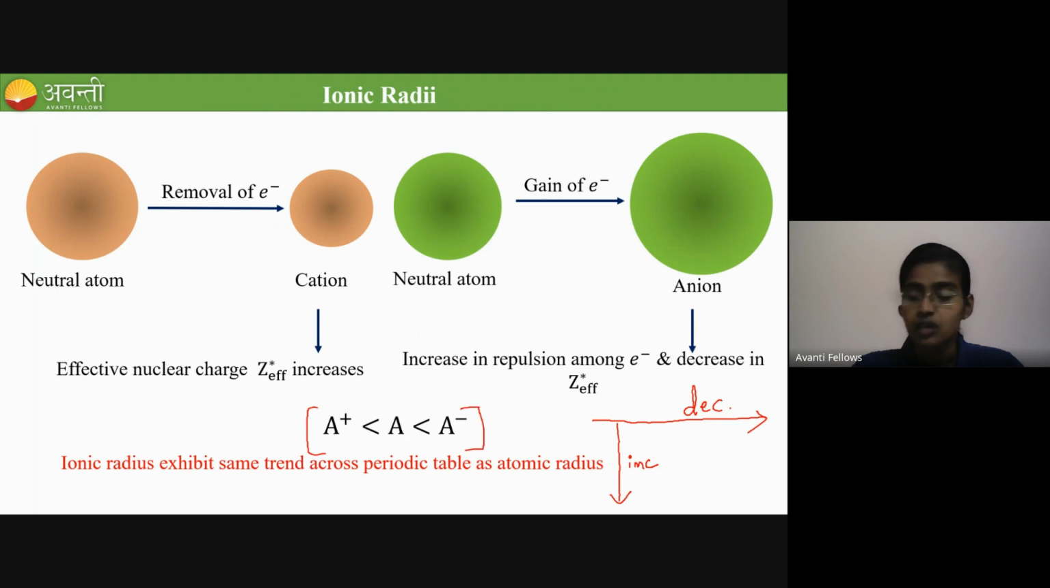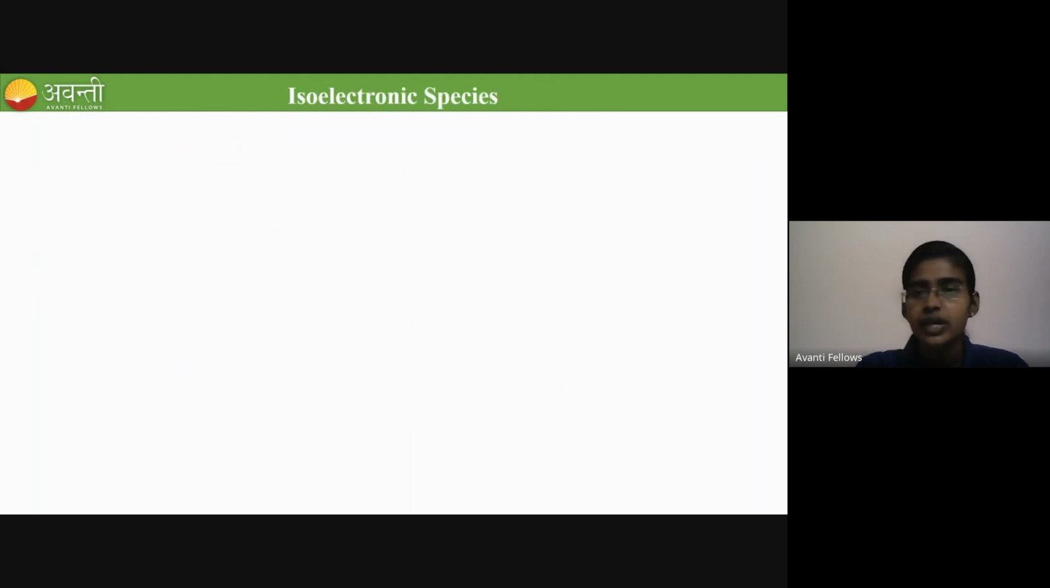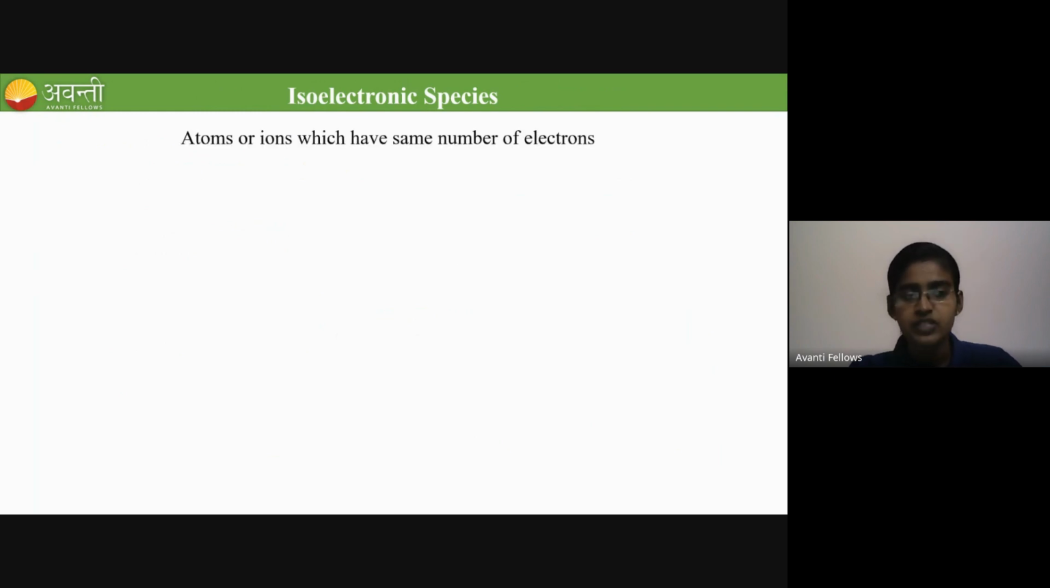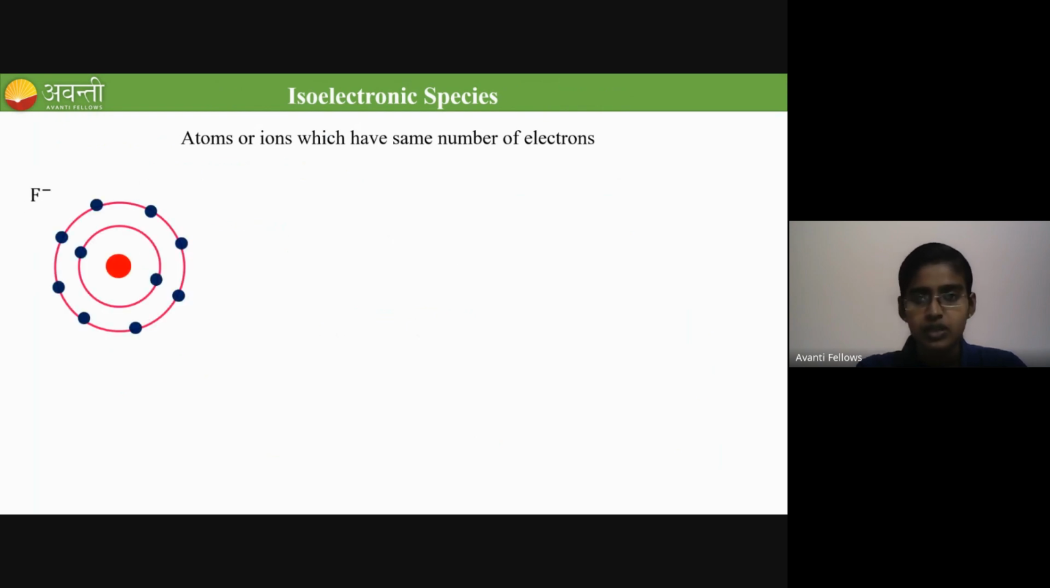Now for isoelectronic species. What are isoelectronic species? Atoms or ions which have the same number of electrons. Iso means same, electronic means electrons. The species which have the same number of electrons are called isoelectronic species. For isoelectronic species, how do we find out the radius? That we are going to see here.